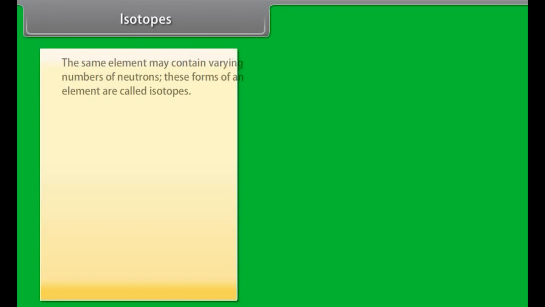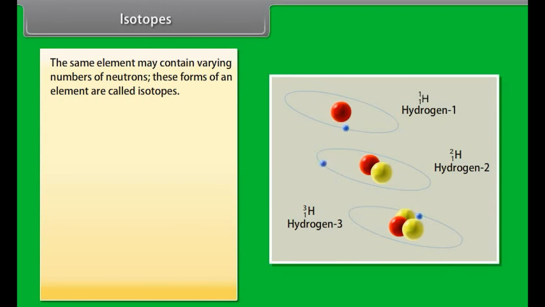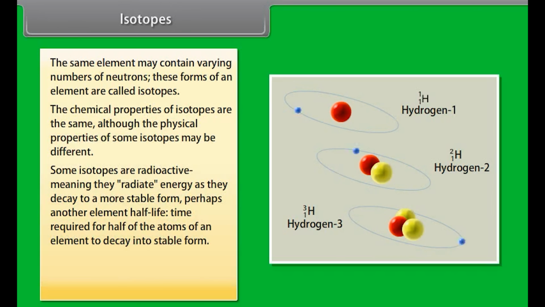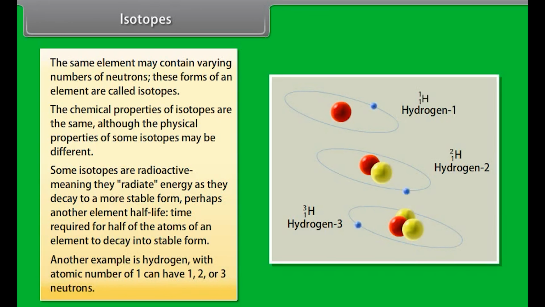Isotopes. The same element may contain varying numbers of neutrons. These forms of an element are called isotopes. The chemical properties of isotopes are the same, although the physical properties of some isotopes may be different. Some isotopes are radioactive, meaning they radiate energy as they decay to a more stable form, perhaps another element. Half-life: time required for half of the atoms of an element to decay into stable form. Another example is hydrogen, with atomic number of 1, which can have 0, 1, or 2 neutrons.